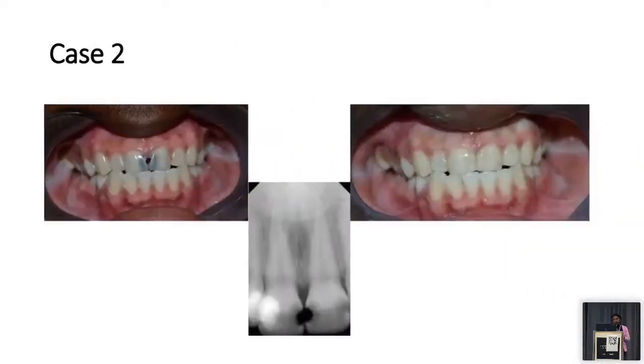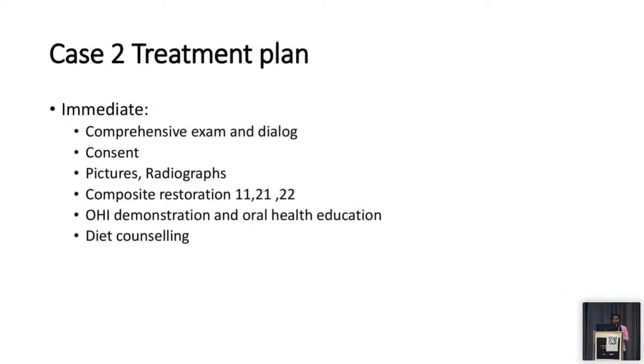Case 2, patient is just worried about those black spots in the front teeth. And obviously there's more that you can see as a dentist. So you educate the patient as well about that. So immediate treatment plan is just a comprehensive exam, dialogue, consent, pictures, radiographs, composite restoration on tooth 1, 2, 1 and 2, oral hygiene instruction demonstration, oral health education, and diet counseling. And then you can do the authorization.